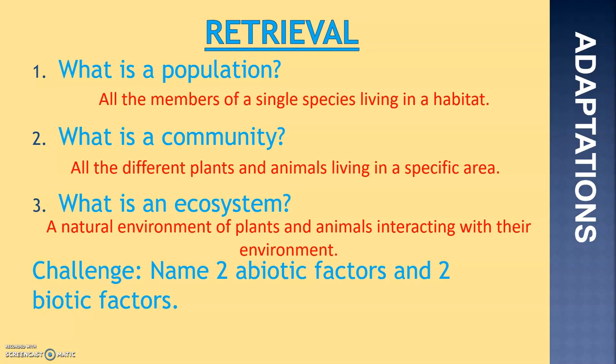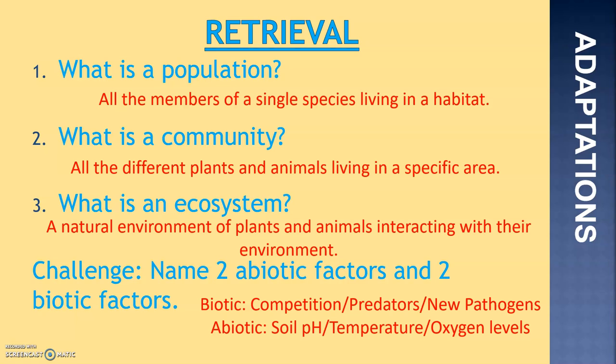Okay, let's have a look. So name two abiotic factors and two biotic factors. Now, okay, so biotic, remember, competition, predators, and new pathogens. Okay, those are biotic factors. All right, and then abiotic, all right, that is almost environmental. It's things like the soil pH, the temperature, and the oxygen level. Okay, that is abiotic factor. Remember, biotic is almost living, if you get what I mean. Okay, so abiotic is almost like an environmental factor. Does that make sense? Brilliant.